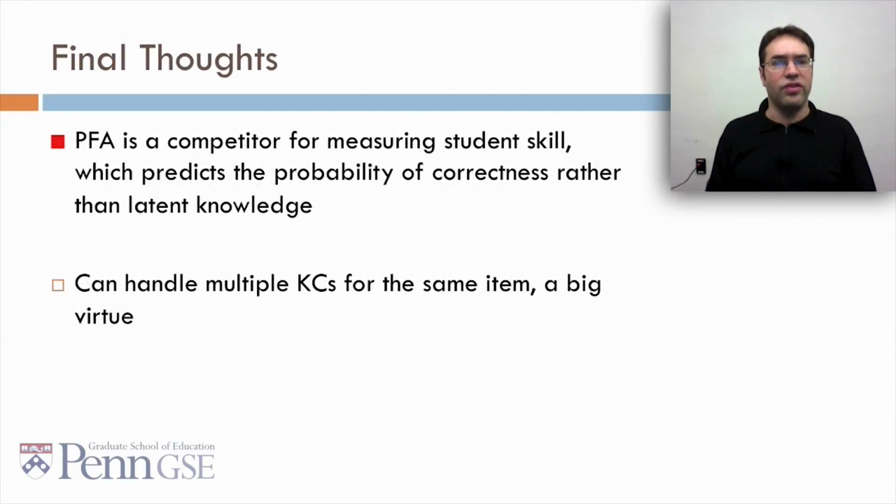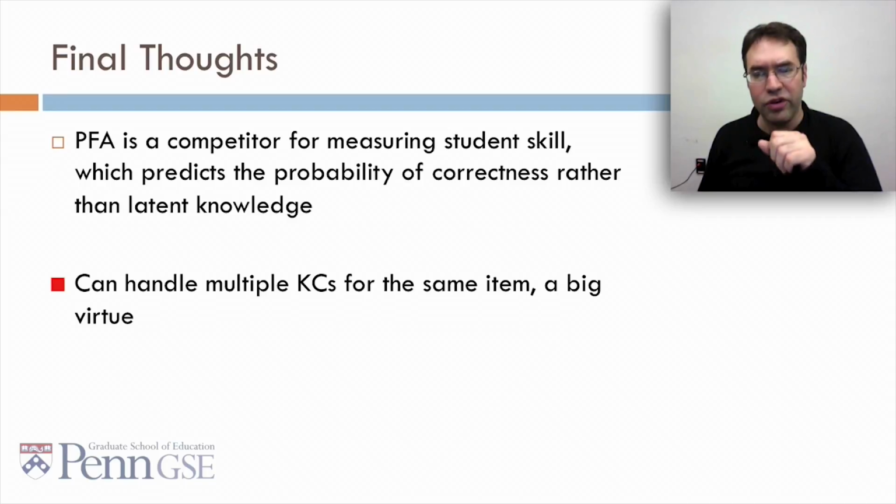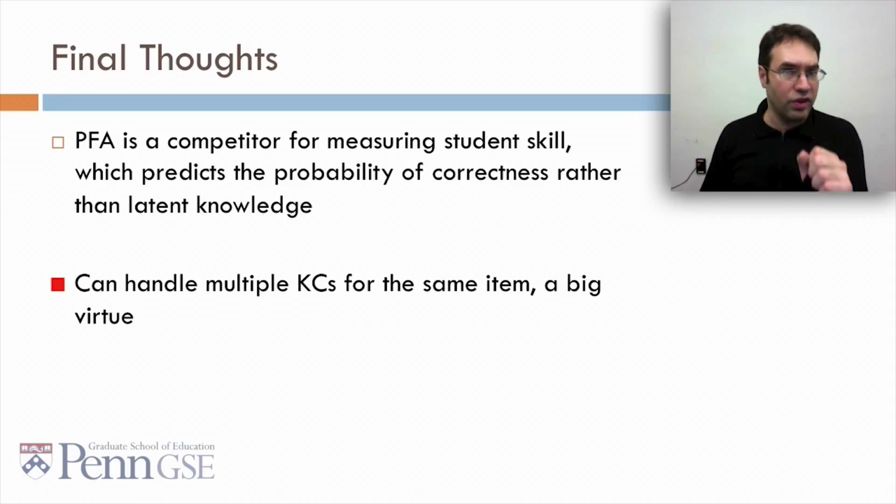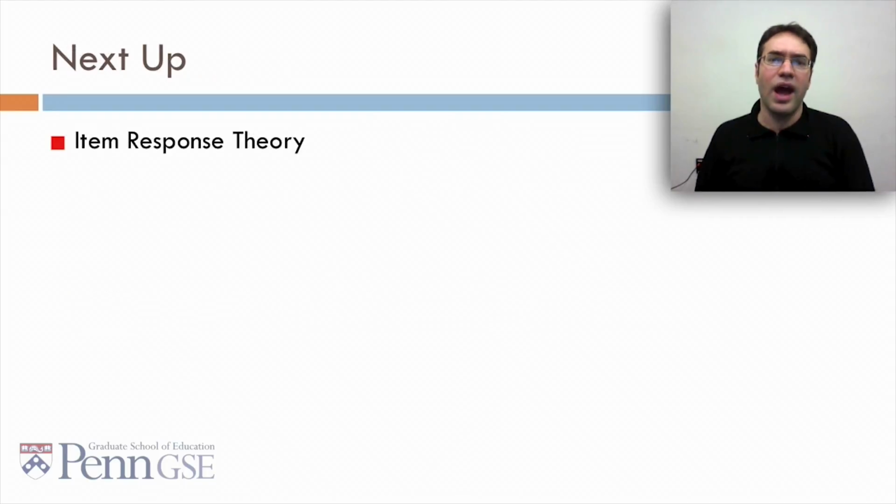So some final thoughts. PFA is a competitor for measuring student skill, which predicts the probability of correctness rather than latent knowledge. But it has a big virtue: it can handle multiple KCs for the same item. So next up, item response theory, which is a classical method even older than BKT, which solves a different problem.